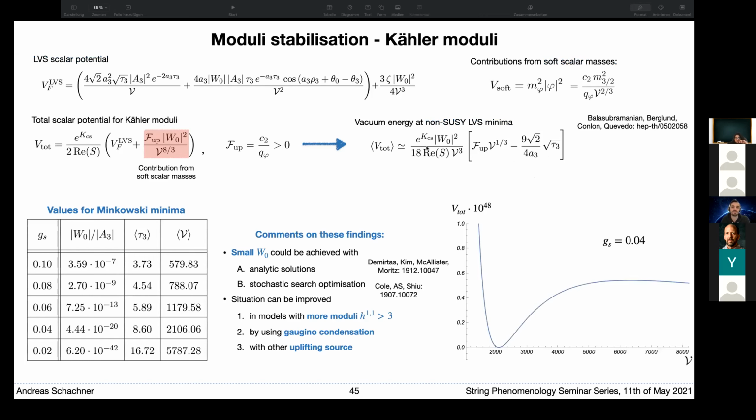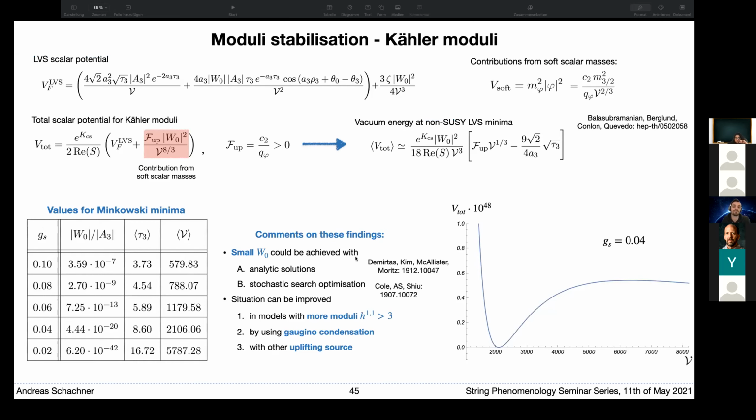Now I want to show you a few explicit values for Minkowski minima. So here there are a few numerical solutions for different choices of g_s, where you see that the smaller we take g_s, the larger the volume becomes. However, at the same time, we have to decrease the ratio W0 over A3. Now, to achieve such small ratios, we probably have to tune W0 very small.